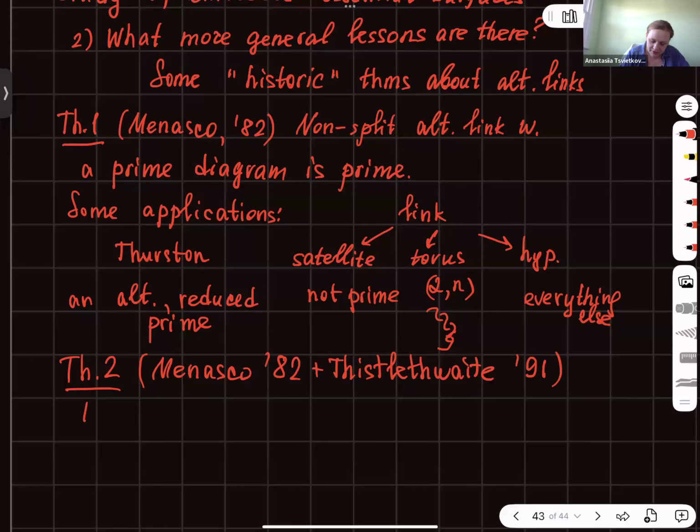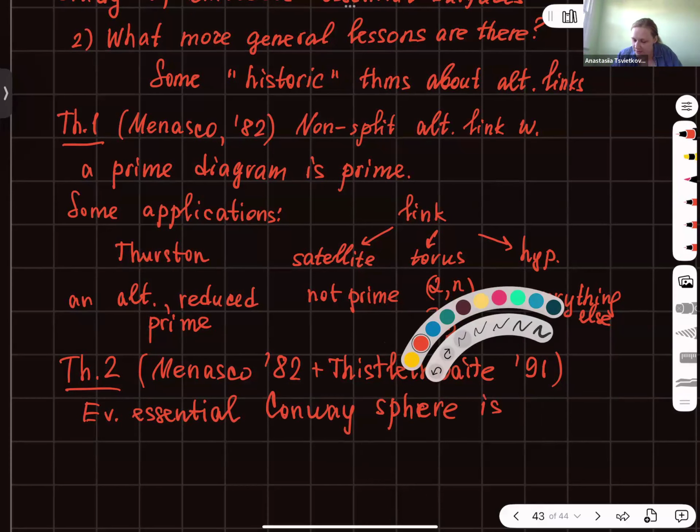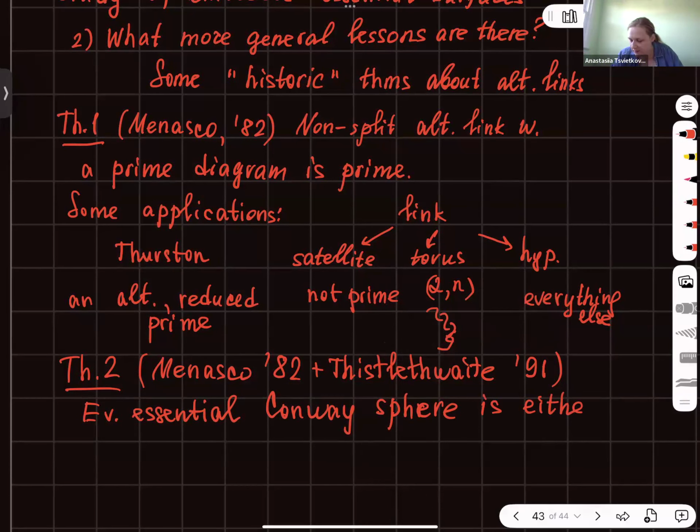Every essential Conway sphere, so here we're looking at punctured spheres, in a prime alternating link is either visible or hidden. Again, these were ways in which these spheres manifested themselves as curves in a link diagram.